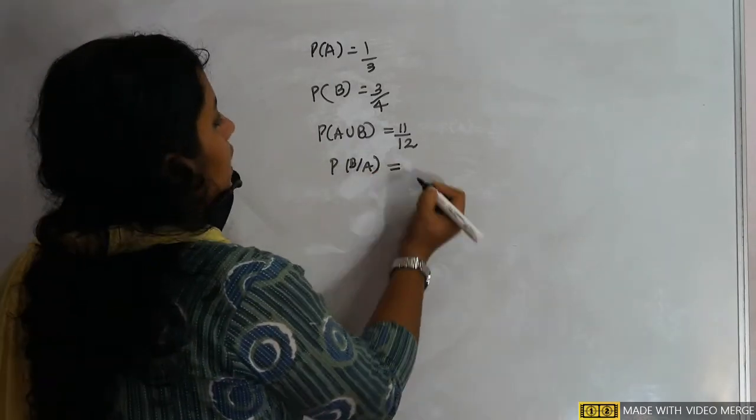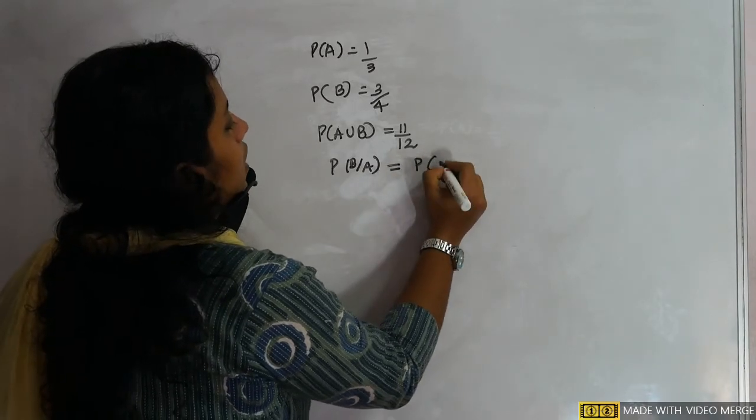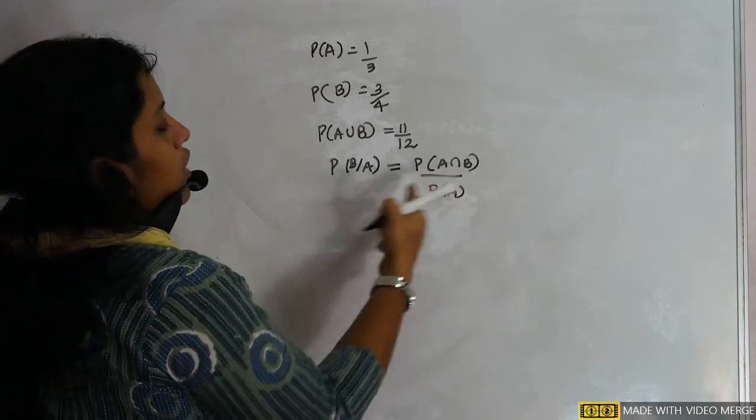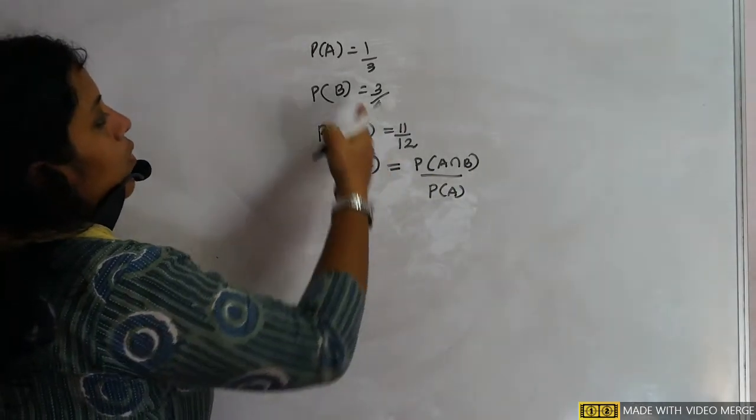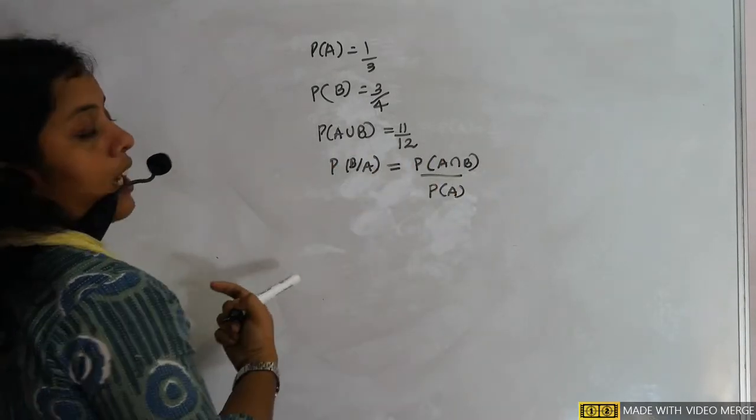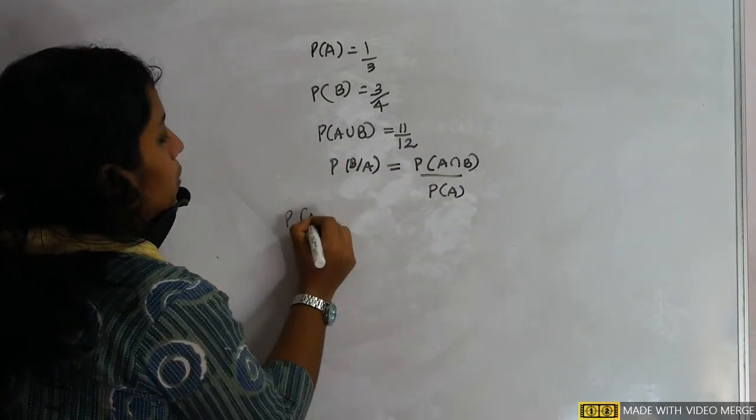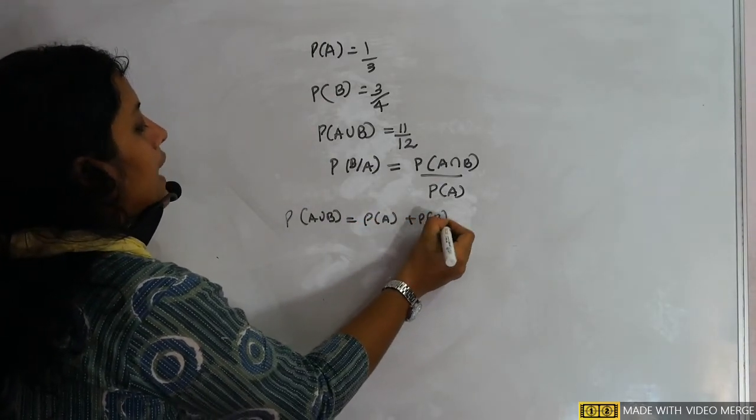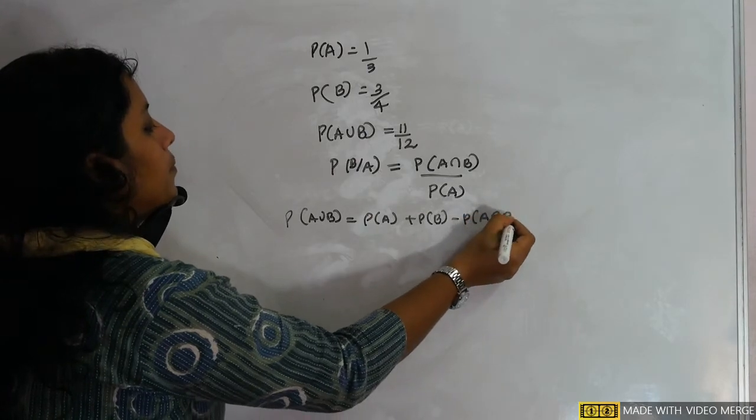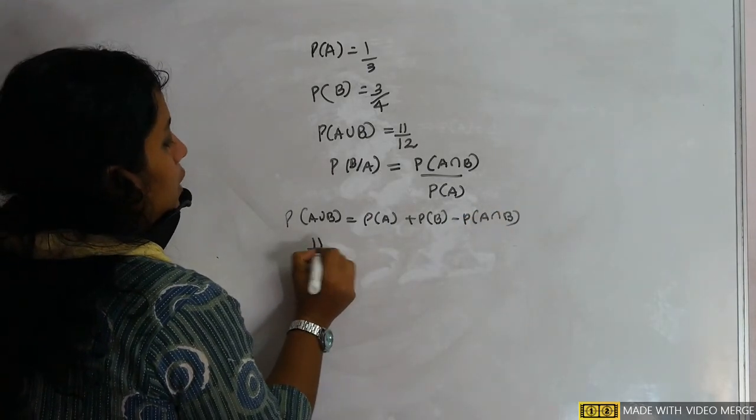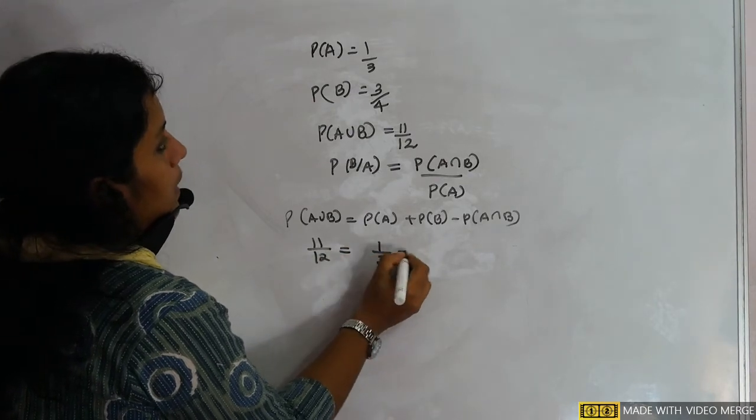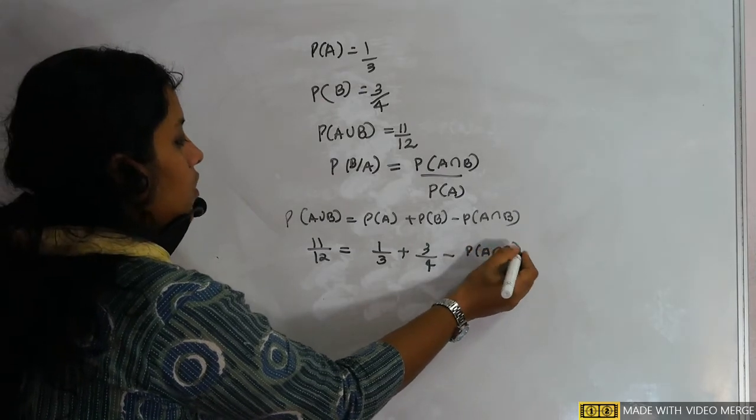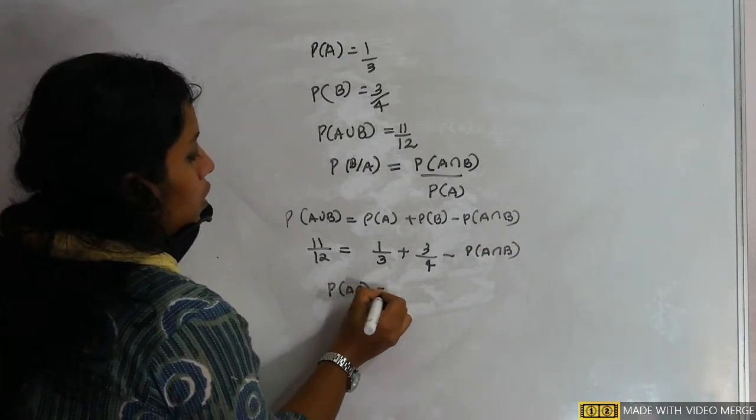So what is actually P of B given A? Can it be written as P of A intersection B by P of A? Because P of A intersection B is P of A into P of B given A. So what we need is P of A intersection B. We have P of A union B is equal to P of A plus P of B minus P of A intersection B. That is, 11 by 12 is equal to 1 by 3 plus 3 by 4 minus P of A intersection B. So what is P of A intersection B?